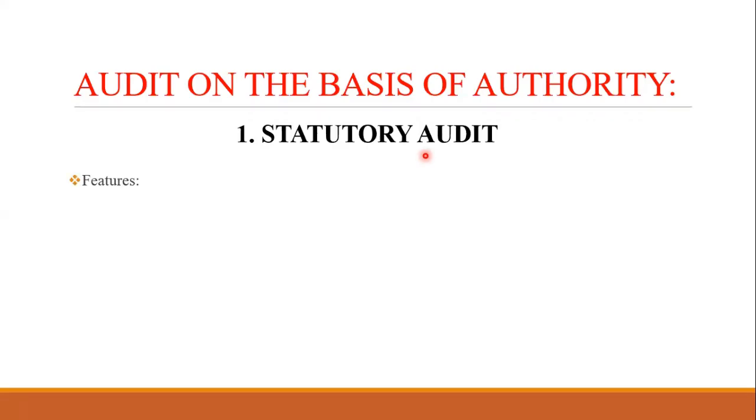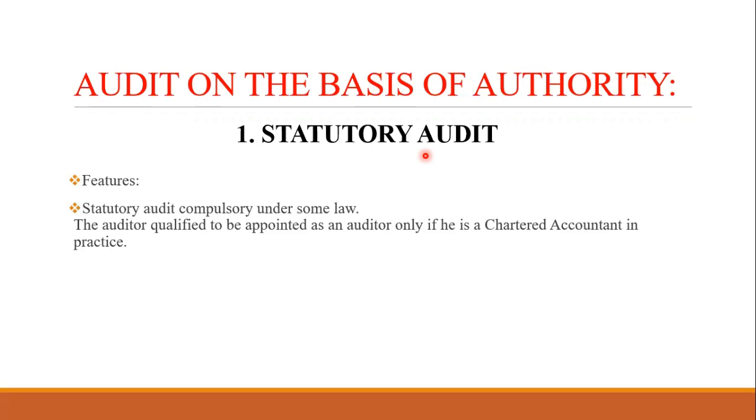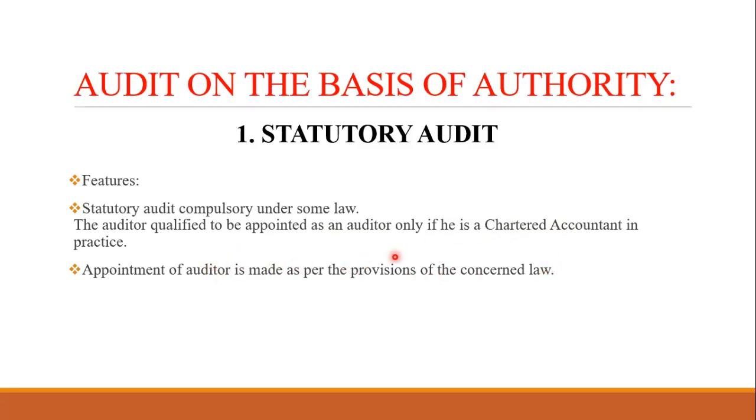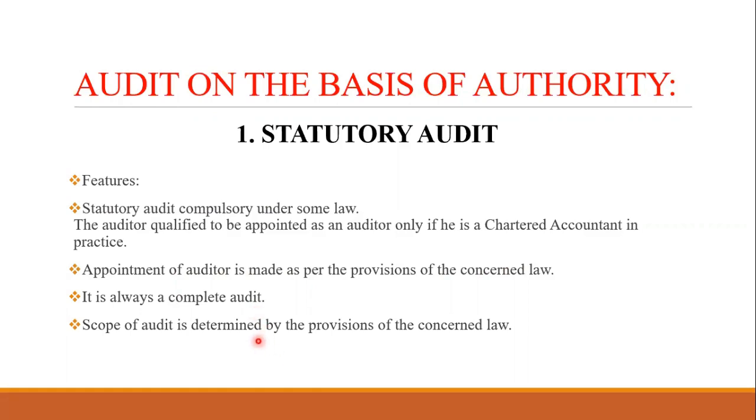Now, under statutory audit, there are a few features which we need to remember. First, statutory audit is compulsory under some law. The auditor qualified to be appointed should always be a chartered accountant. Next, appointment of the auditor is made as per the law. An individual board of directors cannot appoint; it is appointed by the law. It is always a complete audit, full and final audit. The scope of audit is determined: how much to audit, what to audit, everything should be mentioned in the law governing that particular audit. This is known as statutory audit.